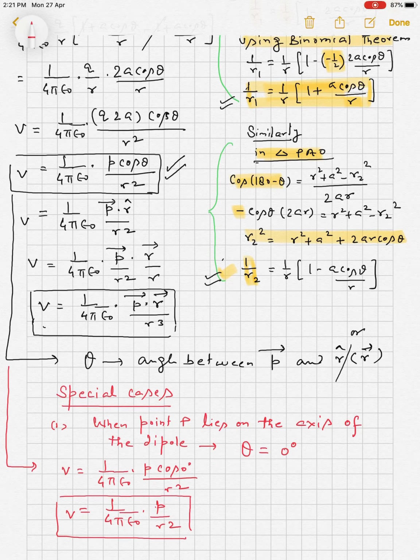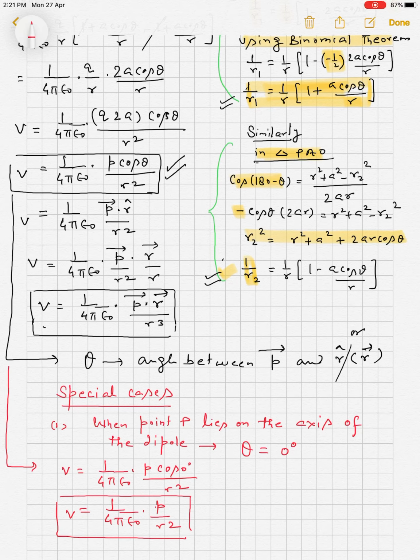The single charge formula was V equal to 1 upon 4 pi epsilon naught q by r. So it is the difference between the electric potential due to a single charge and due to a combination of two equal and opposite charges.